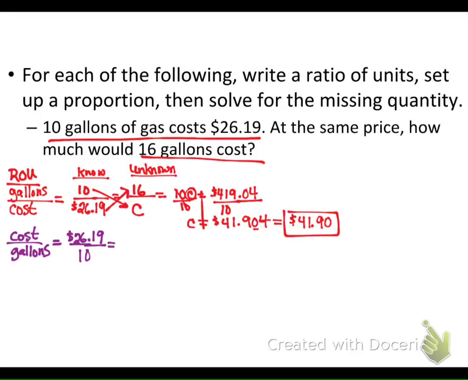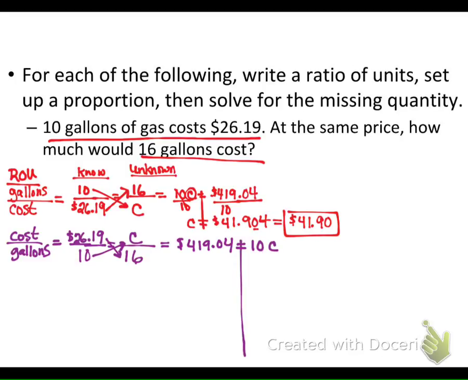So then I go to the unknown, or what I need to know. So the cost, do I know the cost for this second part of my proportion? Nope, so I put a C there. But how many gallons do I have? 16. So you solve the same manner. Again, you don't have to write what I'm doing in the purple. So if I take $26.19 times 16, I'm going to get $419.04. Then if I cross multiply 10 times C, I'm going to get 10C.